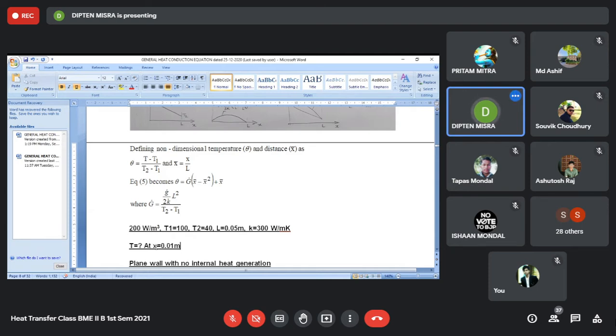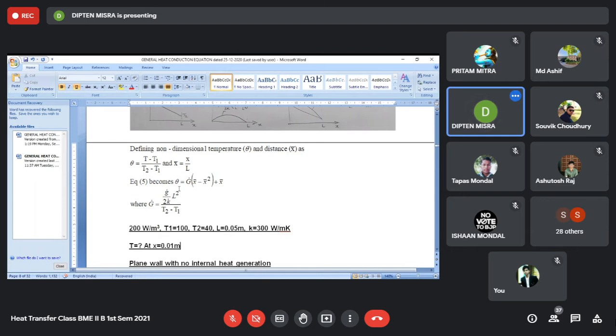What will be X bar? X bar will be equal to 0.01 by 0.05, that is 1 by 5, that is 0.2. So I know the value of X bar equal to 0.2. I know what is the value of capital G dot. First of all, I can use this equation.